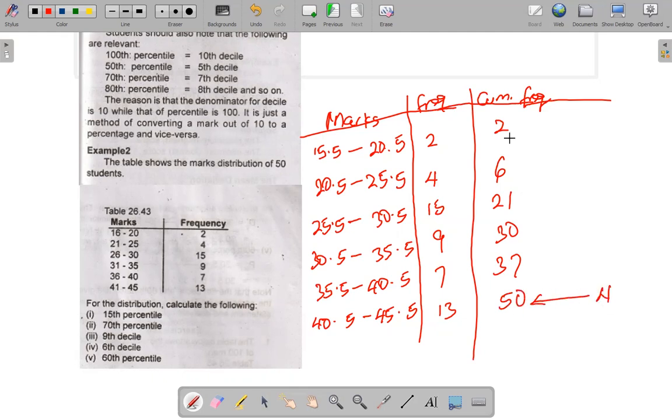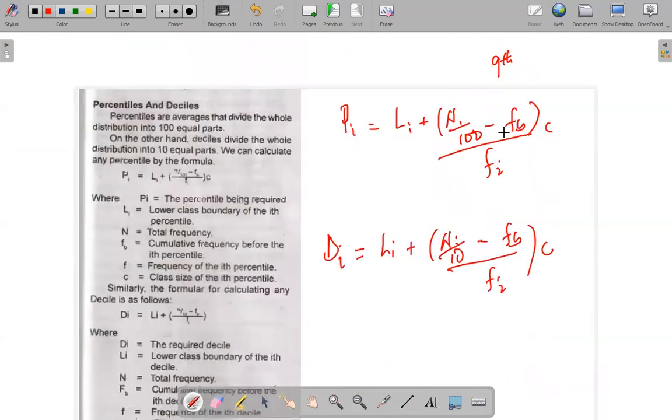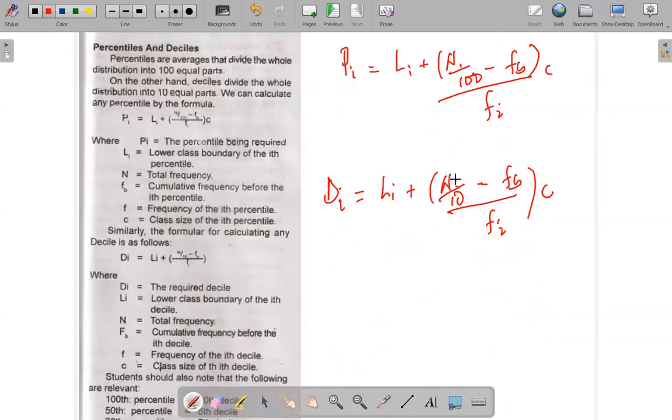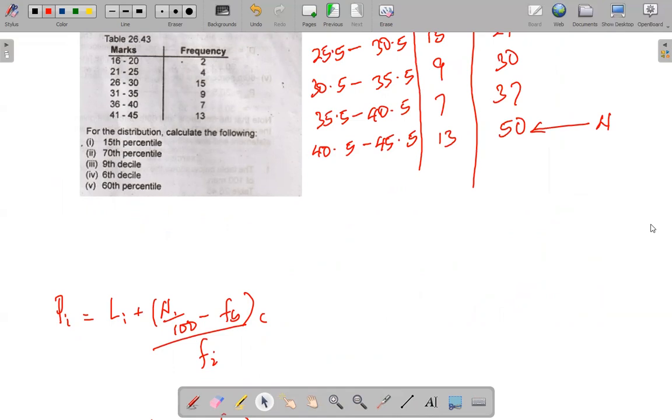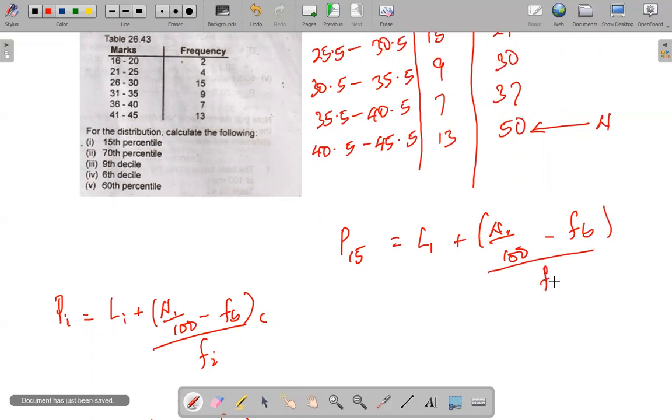This is n. Remember, we have n in our formula. N there is 50. Now the question says we should find the 15th percentile. So how do we get the 15th percentile? P15 is Li plus (Ni over 100 minus Fb) over Fi times C.